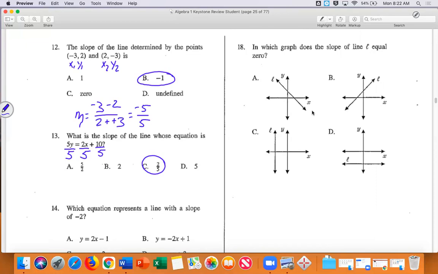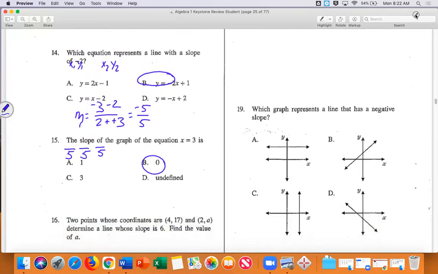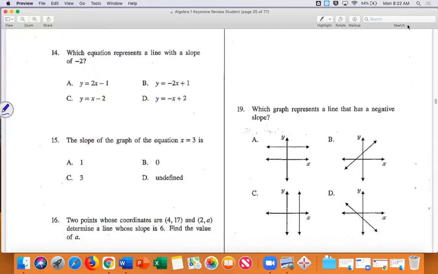Which equation represents a line with the slope of -2? Nate? Which one has a slope of -2? B. When y is by itself. All right, see how y is by itself? Then the number next to the x is my slope.